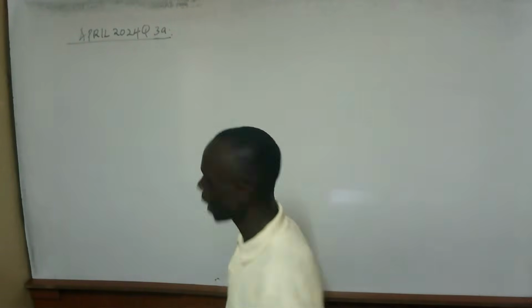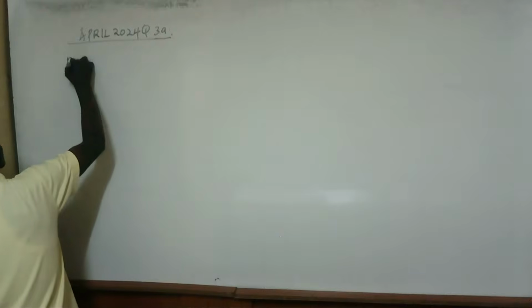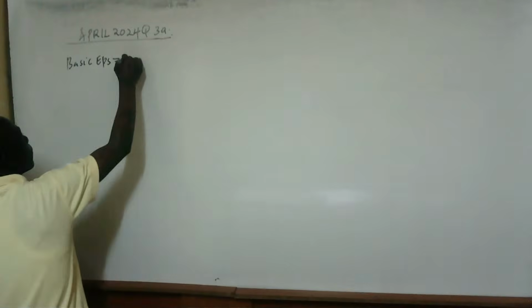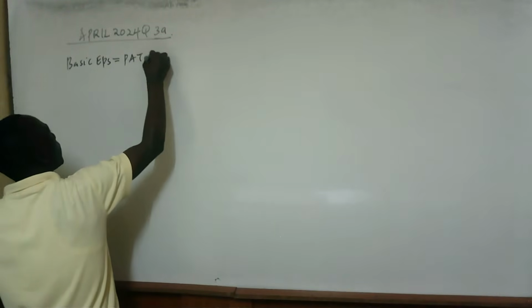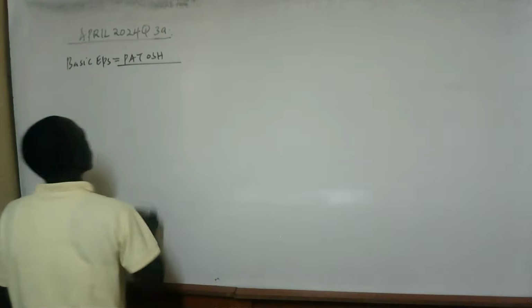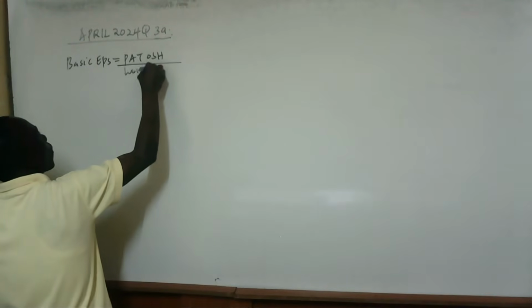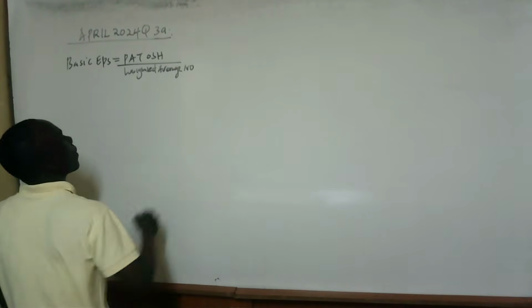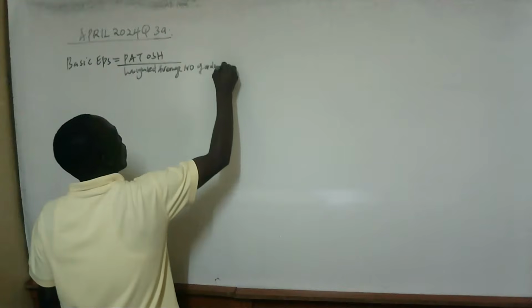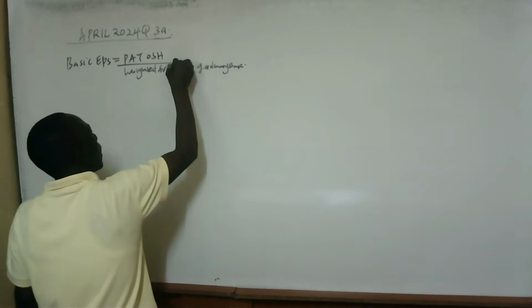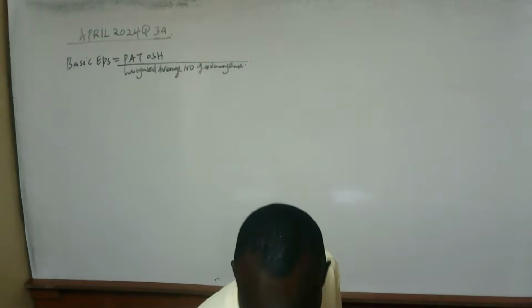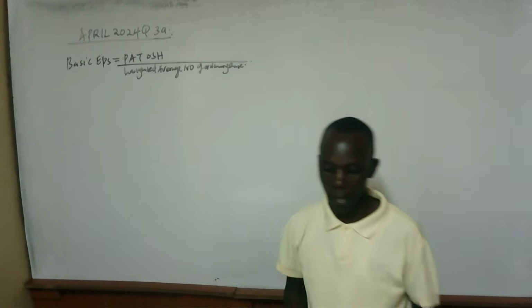So we have seen the examiner wants the basic EPS. How do we get the basic EPS? It is given by the profit attributable to ordinary shareholders, then we divide by the weighted average number of ordinary shares. That is how we come up with the basic EPS.